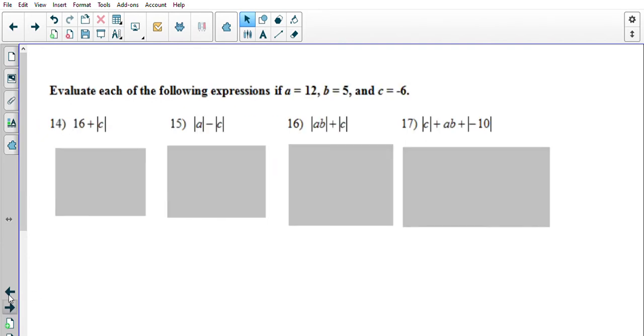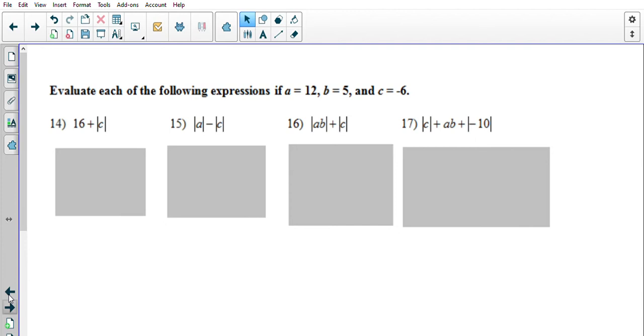All right, let's do some evaluating questions with some algebraic expressions. It says evaluate each of the following expressions if a equals 12, b equals 5, and c equals negative 6. We're going to see a lot of evaluating of expressions, including algebraic expressions this year. So we'll make sure to talk about them multiple times.